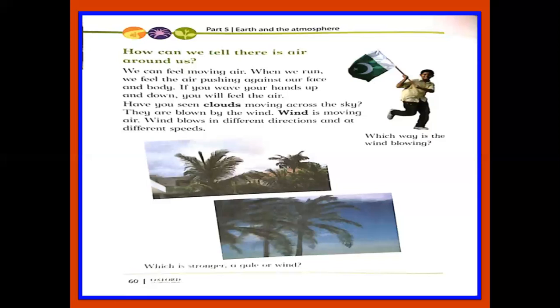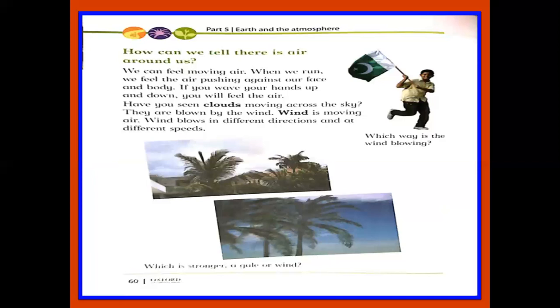Also, sometimes you have seen clouds in the sky. Now, how are these clouds blown in the sky? These clouds are blown by the wind, that is moving air, and wind blows clouds in different directions and at different speeds. Is it clear? So this is wind. If anyone asks you what wind is, you can say wind is moving air.